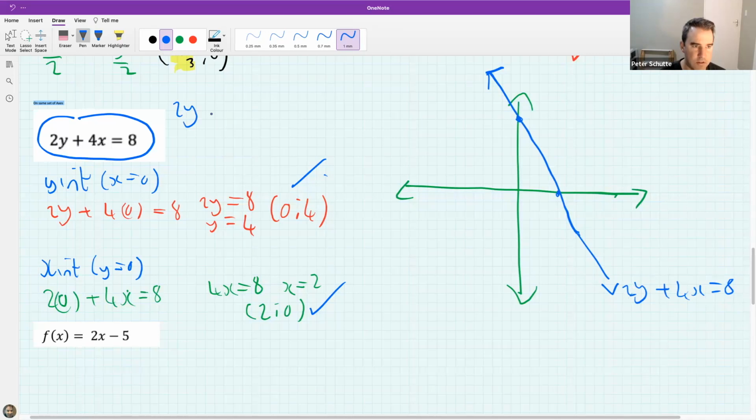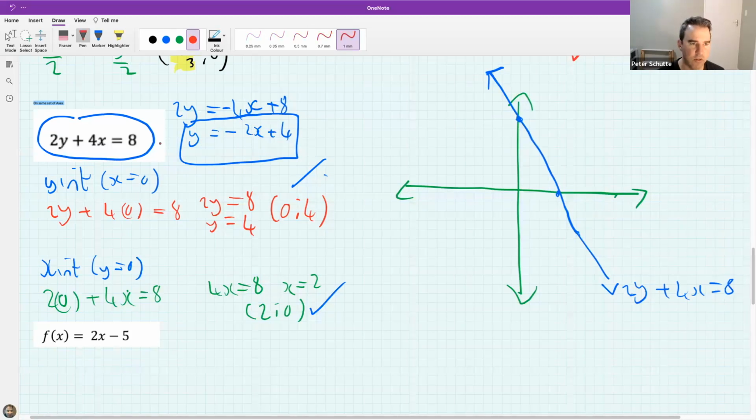So some of you will have done this, where you went 4x or minus 4x plus 8, and then divided both sides by 2, and you got minus 2x plus 4. And that's just putting it into standard form, but it's still the same graph. And what about this one? Well, the y-intercept is 0, minus 5. What's the x-intercept going to be?